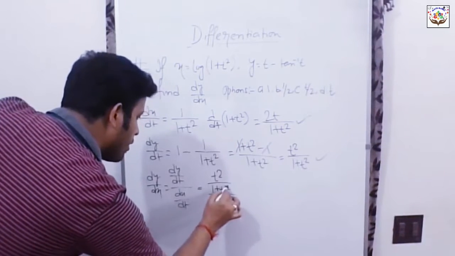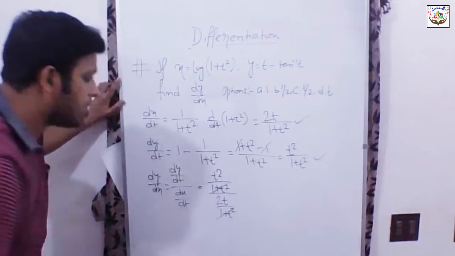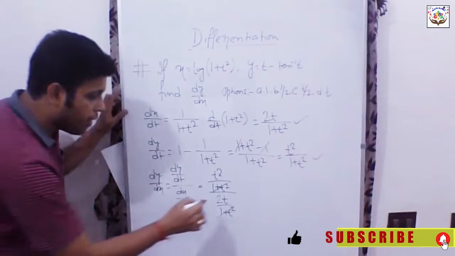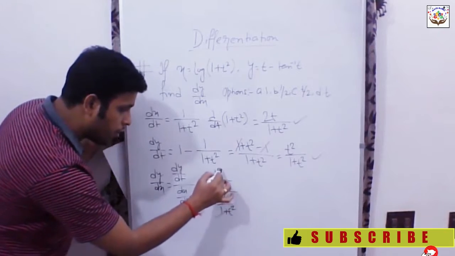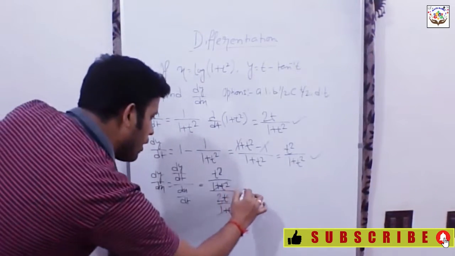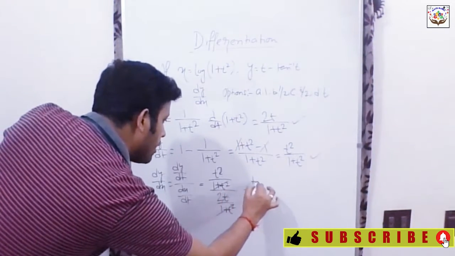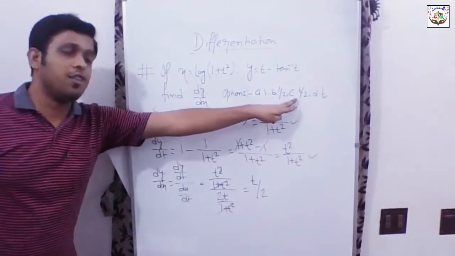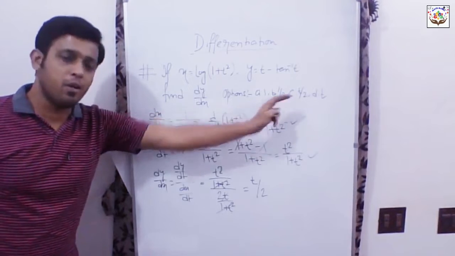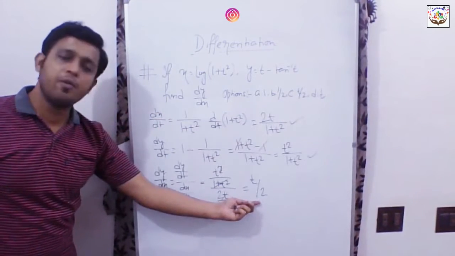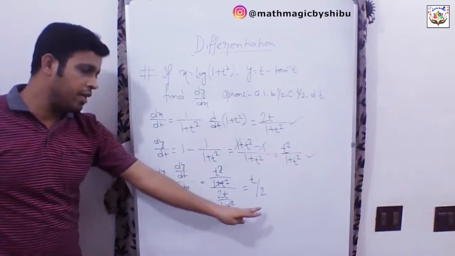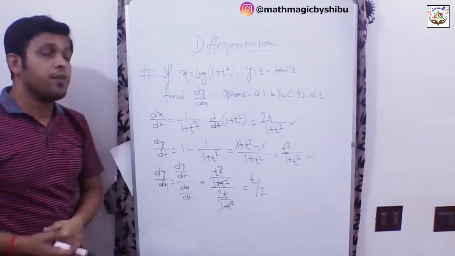So we can see that from both the denominators we can easily cancel out the (1 + t²) part. So what we have remaining, we can cancel out one t with this one. So we have only t by 2. So as you can see, the option C is t by 2. So our answer is matching with option C. So you can say the dy/dx for this solution will be t by 2 according to the given problem.